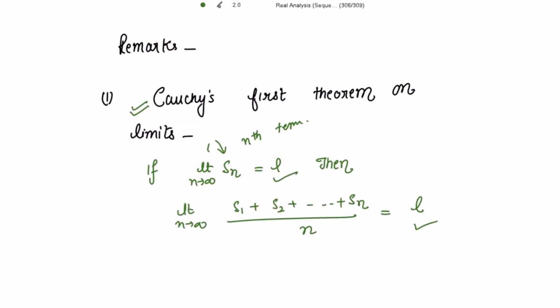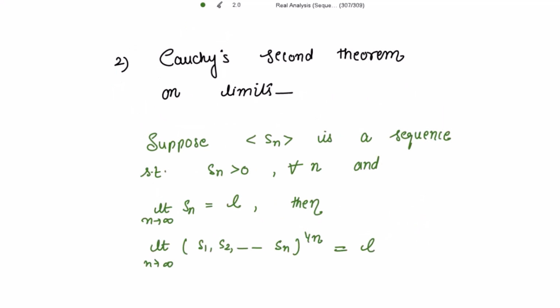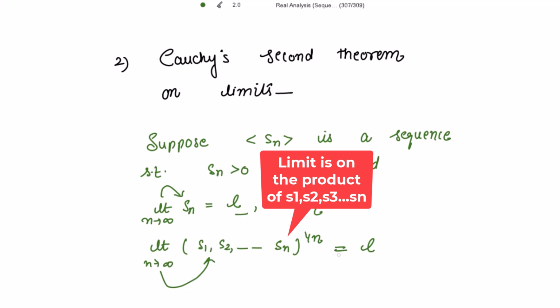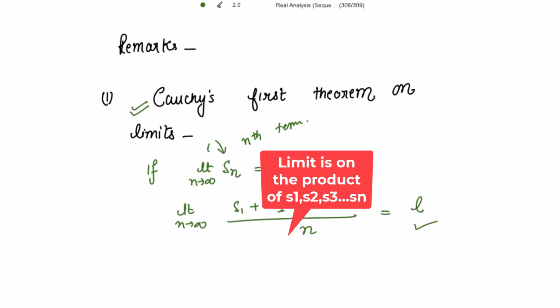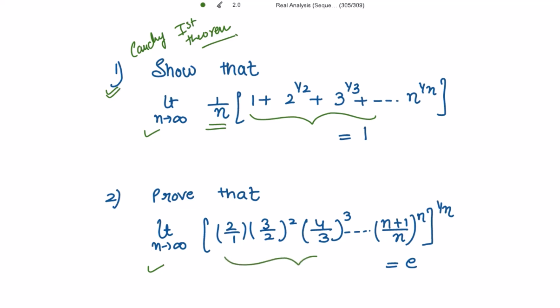Right? Let's move on to the second remark, that is Cauchy's second theorem on limits. Suppose Sn is a sequence such that Sn is strictly positive for all n natural numbers, and the limit as n tends to infinity of Sn, the nth term, is equal to L. Then the limit as n tends to infinity of S1, S2 up to Sn, to the power 1 by n, is also equal to L. In the second example, I have this format with the power 1 by n. So it is clear that here we are going to use Cauchy's second theorem on limits.